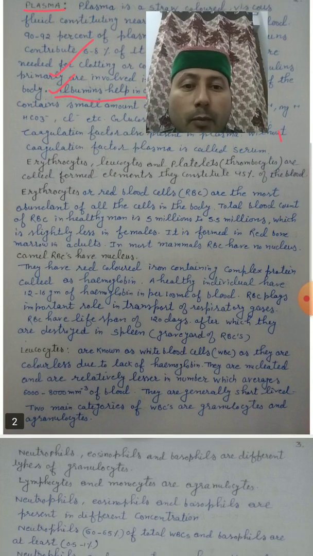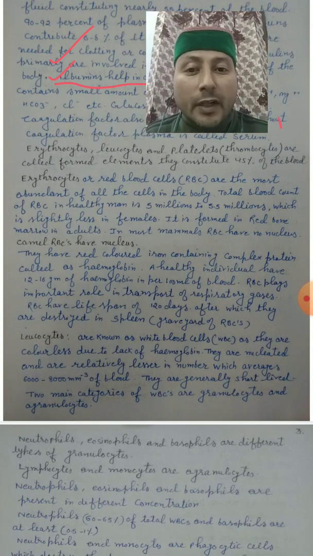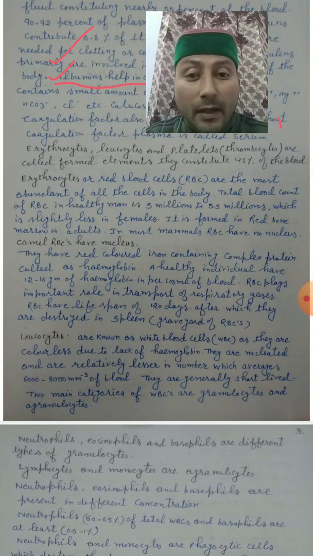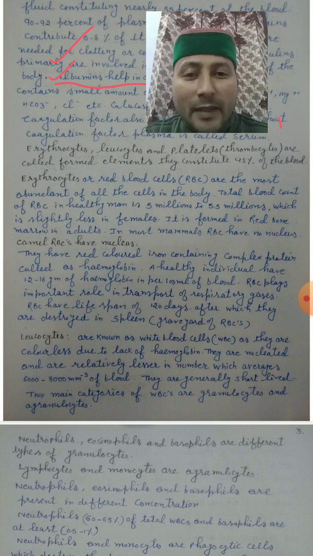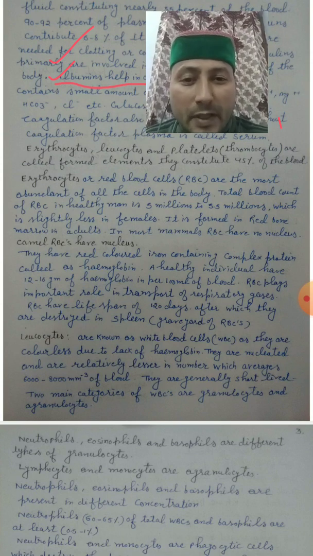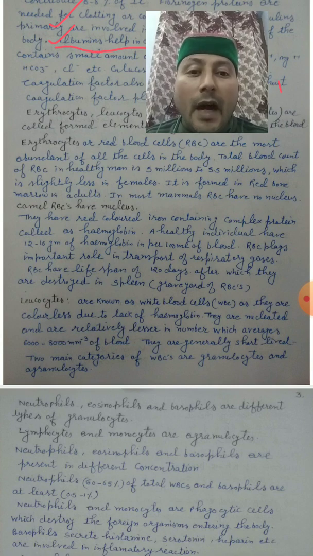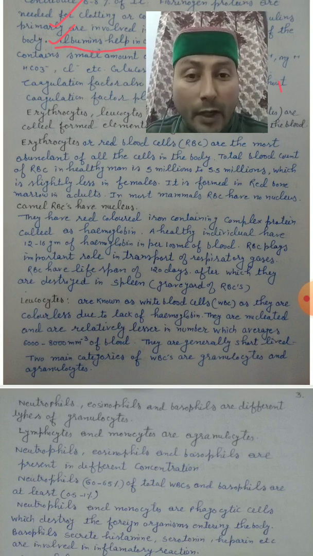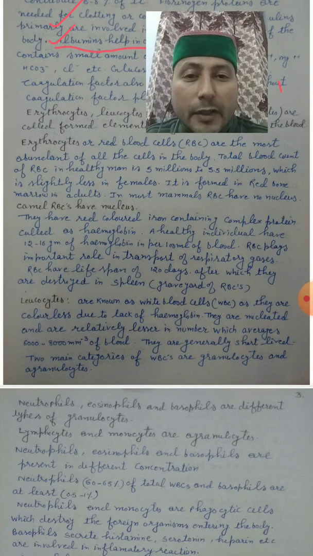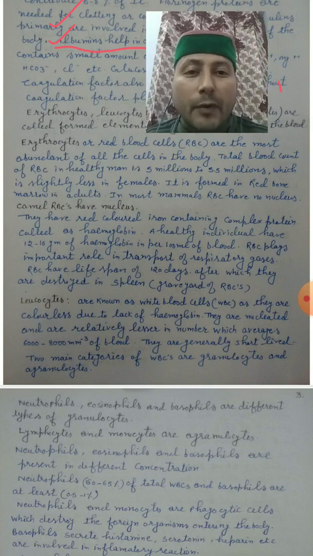In most mammals, RBCs have no nucleus, but there is a mammal, the camel, whose RBCs contain a nucleus. They are red in color because, as we know, they contain an iron-containing complex protein, which is called hemoglobin. A healthy individual has 12 to 16 grams of hemoglobin.